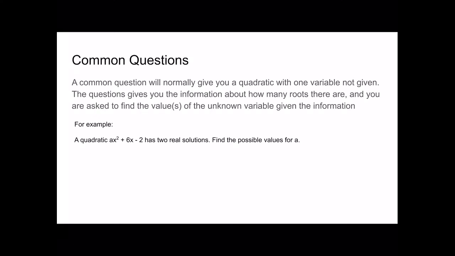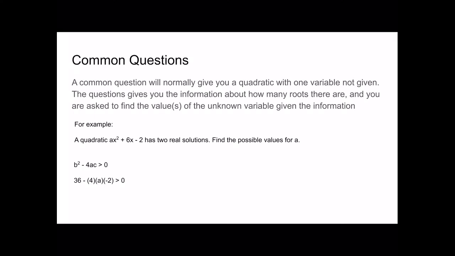Alright, so with this question, they don't give you the a value, so you have no idea what the a value is, you're trying to find that. And they give you the b and the c value. However, they tell you that it has 2 real solutions, so you can instantly use that to your advantage. So you can instantly state that b squared minus 4ac must be greater than 0.